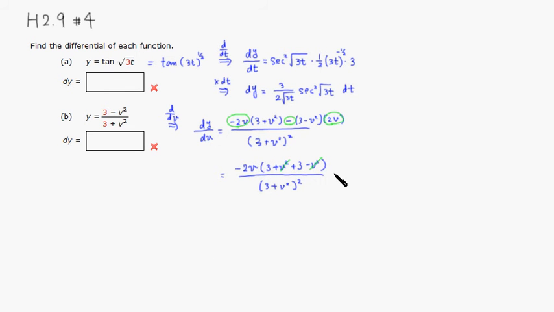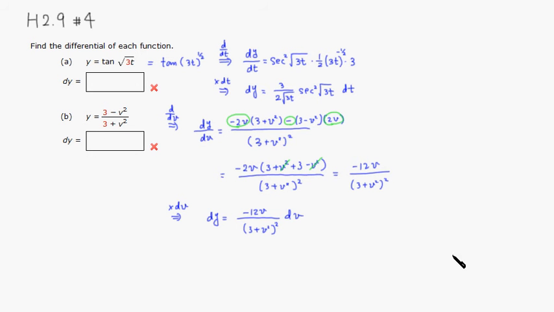So this is going to be negative 12v over 3 plus v squared, squared. Then if you multiply both sides by dv, we can find dy, which is just negative 12v over 3 plus v squared, quantity squared, dv.